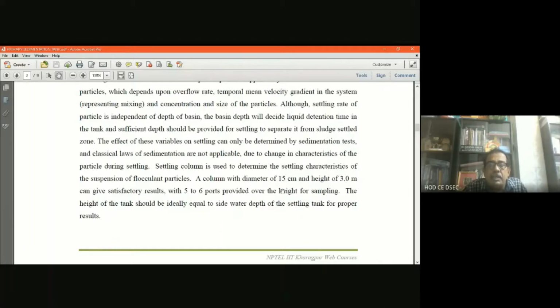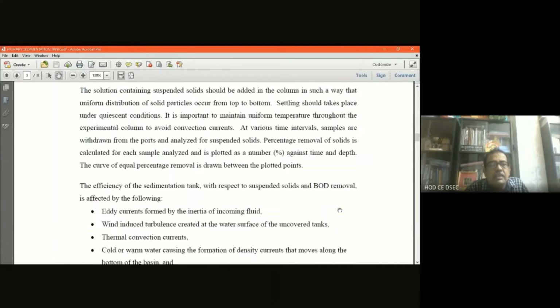We experimentally found that it gives satisfactory results. Along the depth of the water, 5 to 6 ports are provided for sampling purposes, that means through these ports we are taking samples for study. So 5 to 6 ports are provided along the depth. And the height of the column should ideally be equal to the side water depth of the settling tank for proper results, that we will discuss in the problem.